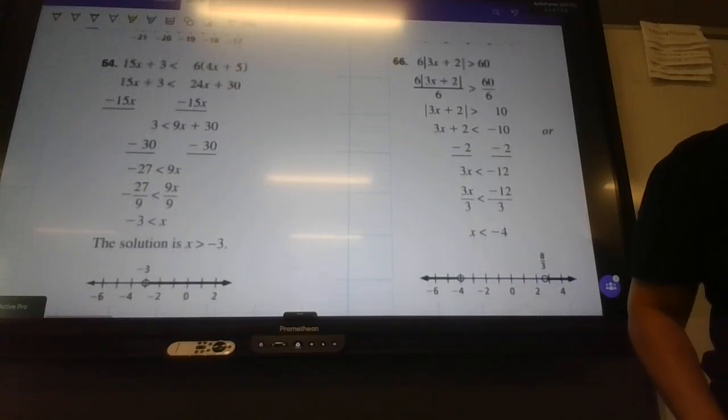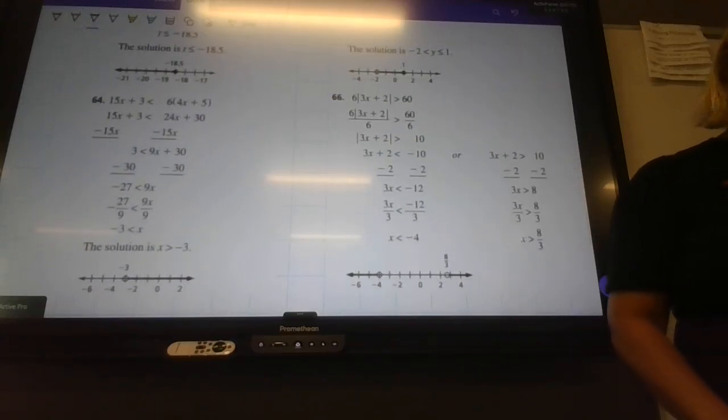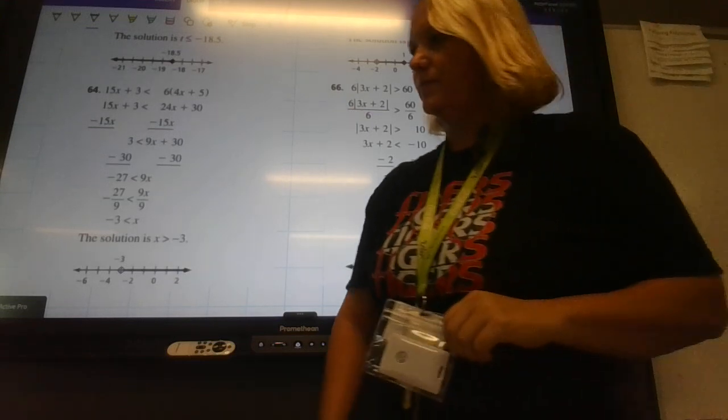Right here are the evens. And then the one with the or, you just do both. You just do it 2 ways. Oh, this isn't the one with the or. Here's a good absolute value one to go back and recall. Or with 67.